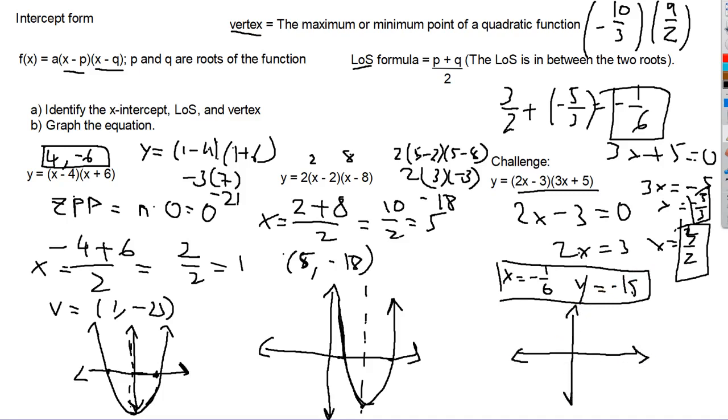So we can plug in our negative 5/3, which is around there, 3/2 around there, right? And then negative 1/6, negative 15, which is all the way down here. And we can make our equation. How cool is that? There you go. It's probably steeper than that. I'm gonna be really honest with you. It's probably steeper than that.